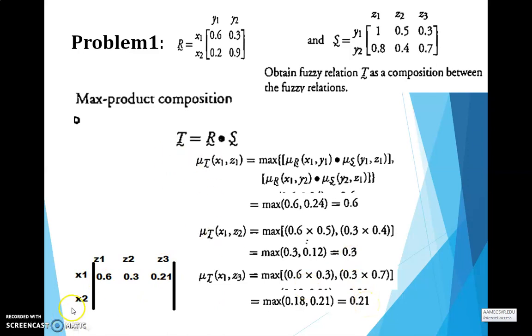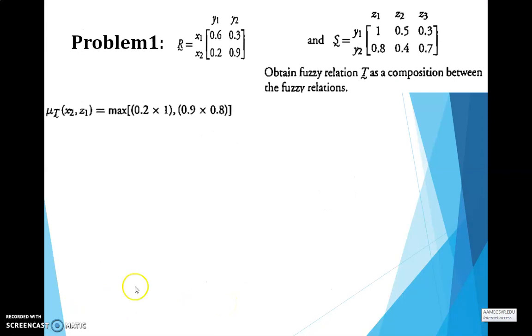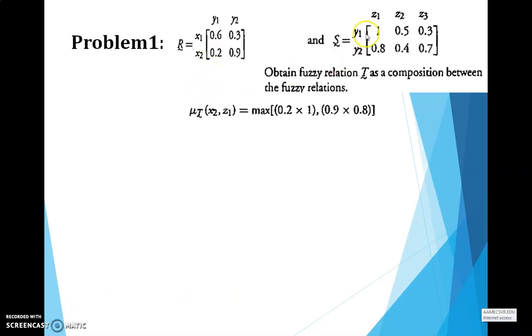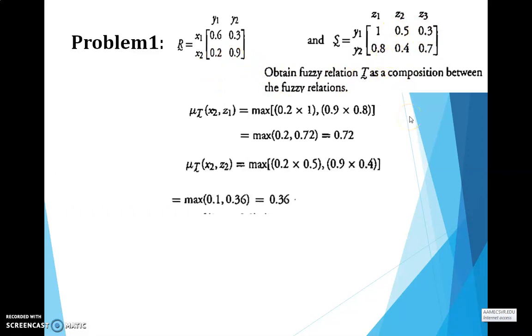Now we go to compute the x2 row. So 0.2 with 1 gives 0.2, and 0.9 into 0.8 gives 0.72. So the answer will be 0.72. Take 0.2 with 0.5, and compare that value with 0.9 into 0.4. The values will be 0.1 and 0.36, and the maximum will be 0.36.